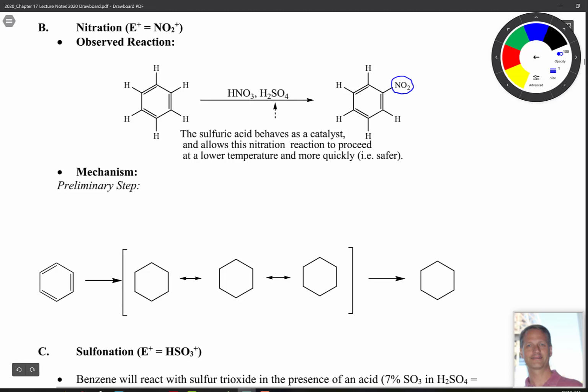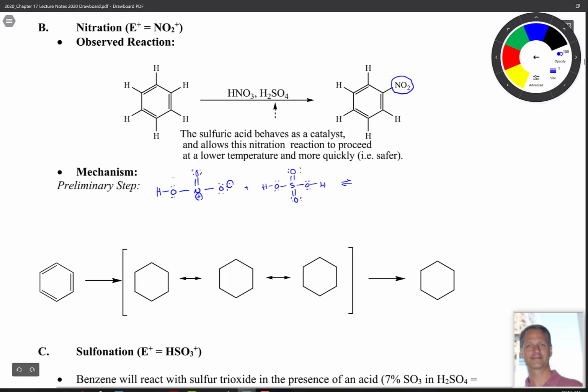So just like bromination, there's a preliminary step that we're going to have here. Let's take a look at the preliminary step. We're going to take nitric acid. I don't know if you guys remember the Lewis structure of nitric acid, but you could probably tinker around with it pretty quickly and figure it out. So here we have nitric acid, and to this we will add sulfuric acid, and sulfuric acid looks like this. And we basically get an acid-base reaction.